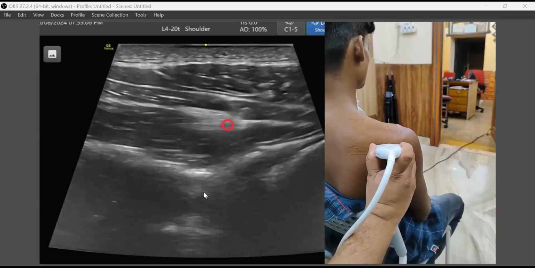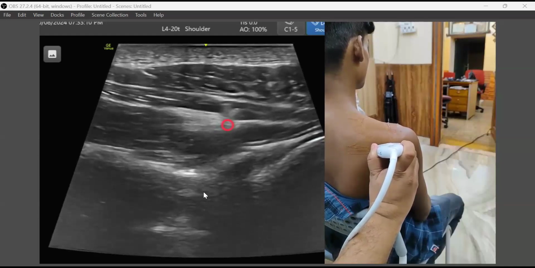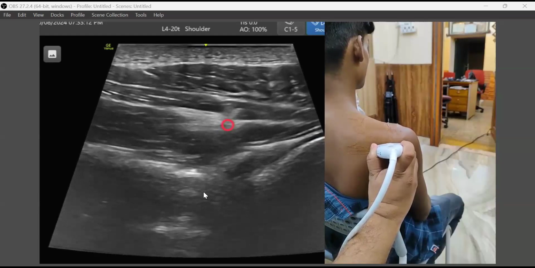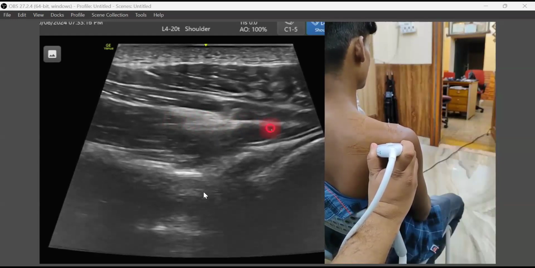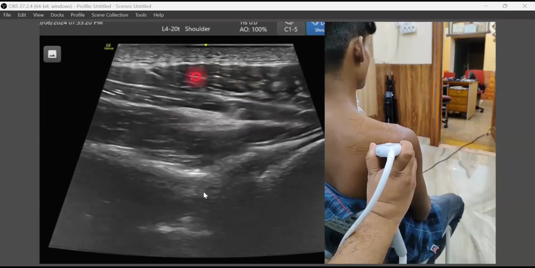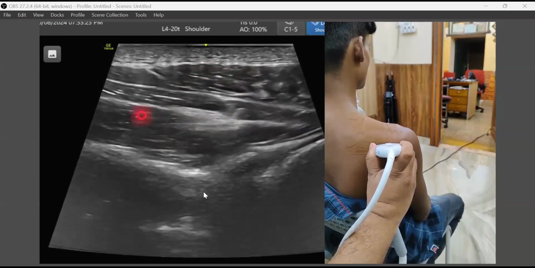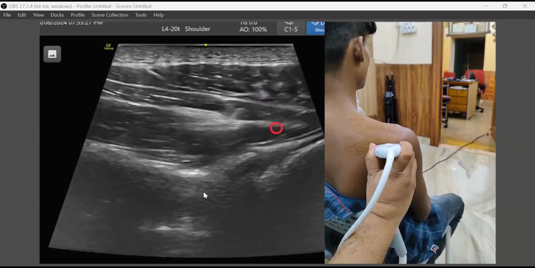We start the virtual convex. This is not a true convex, but a virtual convex so that I can delineate more area. So here you can see this is the central tendon of the infraspinatus muscle. Above we have the deltoid, below we have the infraspinatus, and it is the central tendon of the infraspinatus.